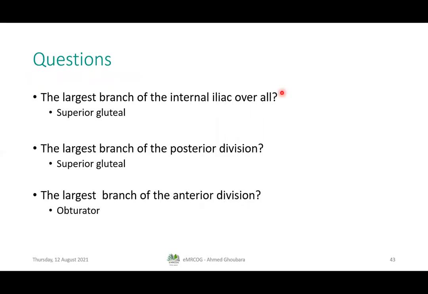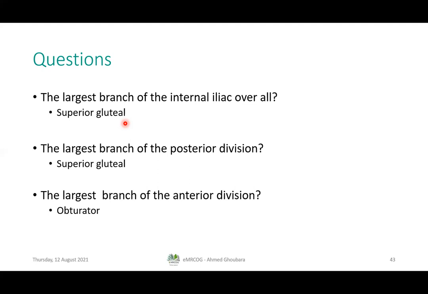Good, thank you. So, largest branch of the internal iliac artery, overall: superior gluteal. It makes a lot of sense because the superior gluteal artery is the main arterial supply of the gluteal region. So it supplies gluteus maximus, medius, and minimus. Those are the main abductors of the thigh. Okay, so the fleshy big muscles that need a lot of blood supply. Superior gluteal artery: the largest branch of the posterior division of the internal iliac.